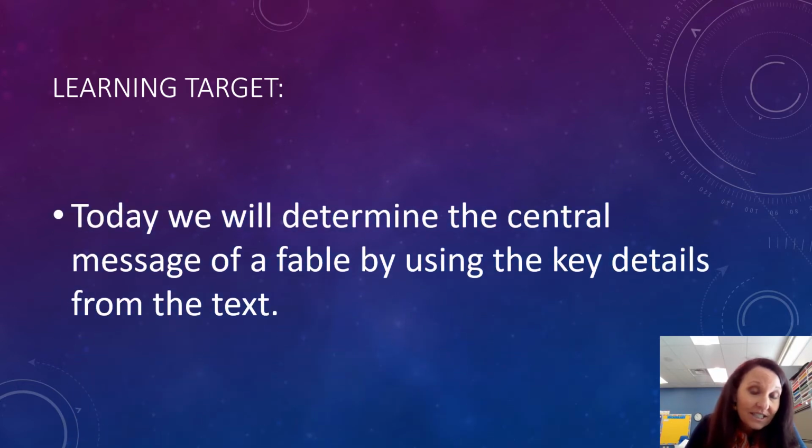So that brings us to our learning target today, which is today we will determine the central message of a fable. Remember, a fable is a type of story that usually has animals as characters by using the key details from the text. So back when we practiced recounting the story, we were finding the important details of the story so that we can get used to picking out what's important and what's not. Well, guess what? That's going to come in handy as we try to find the central message of the fables this week.